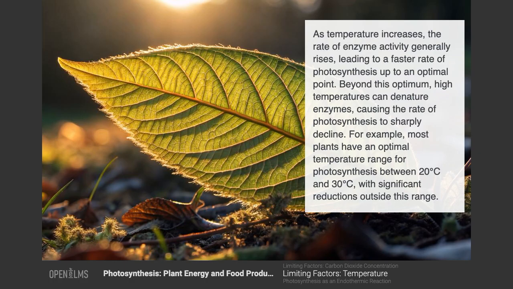For example, most plants have an optimal temperature range for photosynthesis between 20 degrees Celsius and 30 degrees Celsius, with significant reductions outside this range.